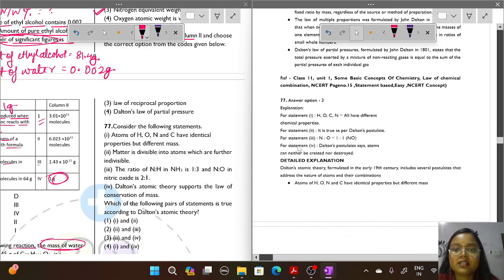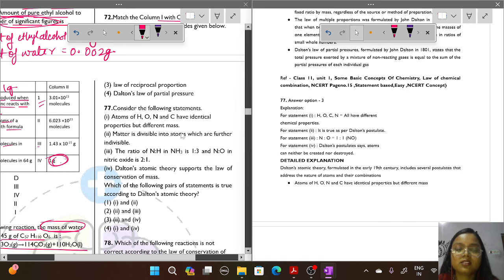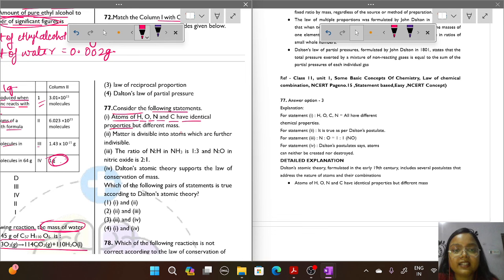Next is question number 77. Question number 77 says, consider the following statements. Atoms of hydrogen, oxygen, nitrogen and carbon have identical properties but different mass. Matter is indivisible into atoms which are further indivisible. The ratio of N is to H in NH3 is 1 is to 3 and N is to O in nitric oxide is 2 is to 1. Dalton's atomic theory supports the law of conservation of mass. Which of the following pairs of statements is true about Dalton's atomic theory?